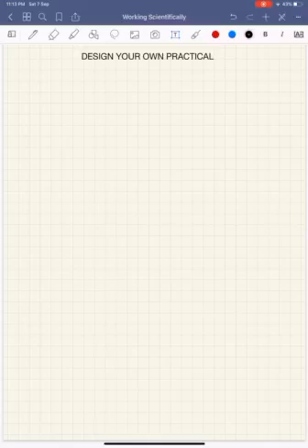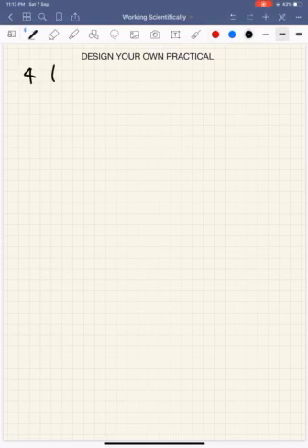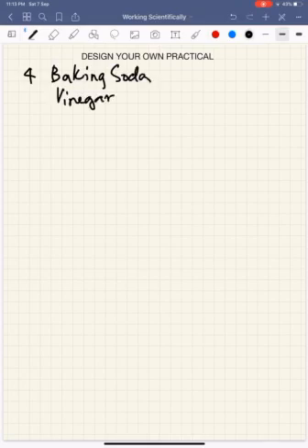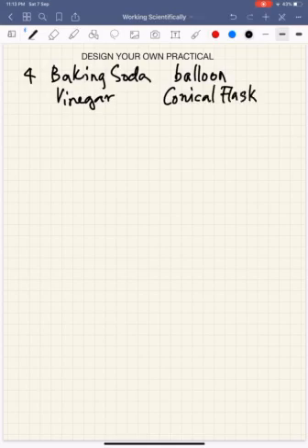Tutorial about our project in science, which is called Design Your Own Practical. If you look at the worksheet that I have given you, you will see that there were four apparatus and materials. The materials were baking soda and vinegar, and the apparatus was a balloon and a conical flask. It even had a picture of a conical flask. Looks something like this.